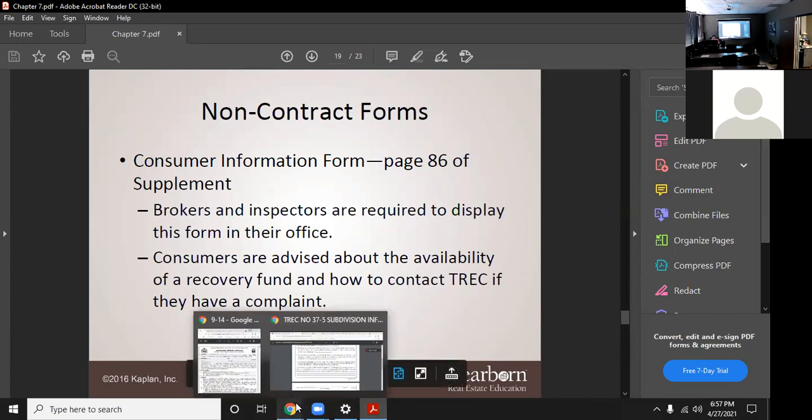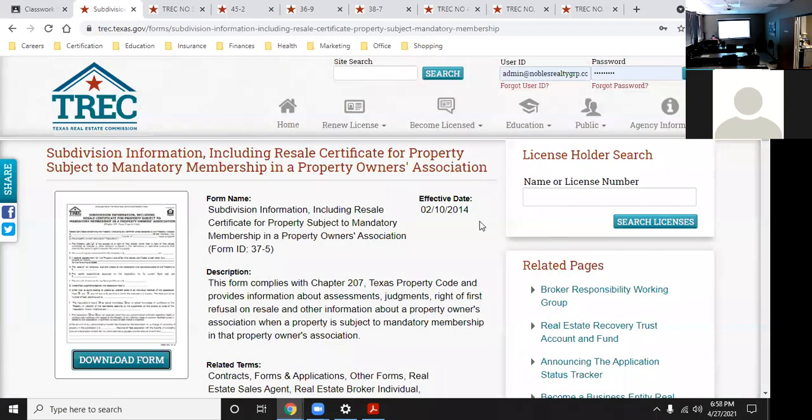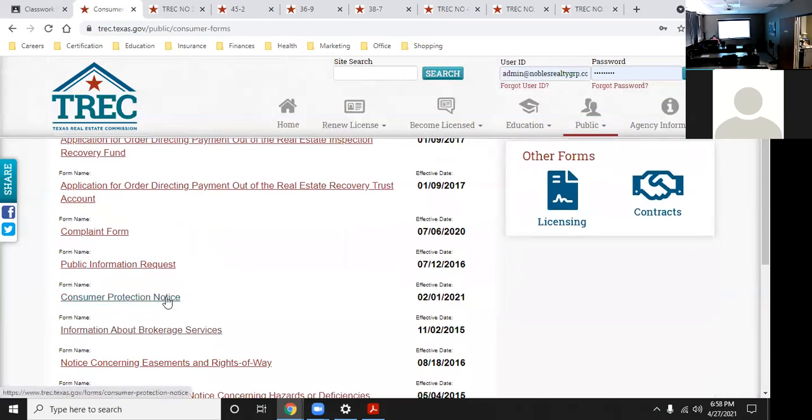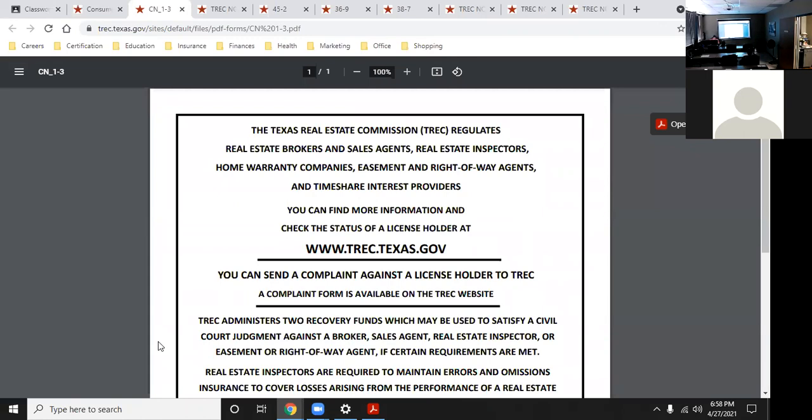This is a form that brokers and inspectors are required to display in their office, and consumers are advised about the availability of a recovery fund and how to contact TREC if they have a complaint. Basically, this form lets your clients and everybody know how to contact TREC if they have a complaint against you. Right here, you can send a complaint against a license holder to TREC. And then here is TREC's website.